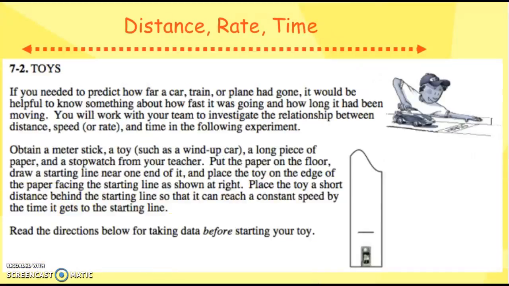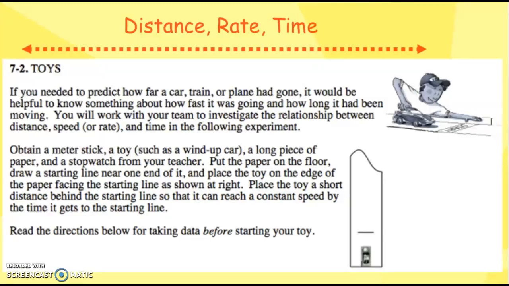Okay, 7.2, I am going to read to you, and then you are going to use mock data instead of actually using these toys. It says, if you needed to predict how far a car, train, or plane had gone, it would be helpful to know something about how fast it was going and how long it had been moving. You will work with your team to investigate the relationship between distance, speed or rate, and time in the following experiment. So it says to obtain a meter stick, a toy, such as a wind-up car, a long piece of paper, and a stopwatch from your teacher.